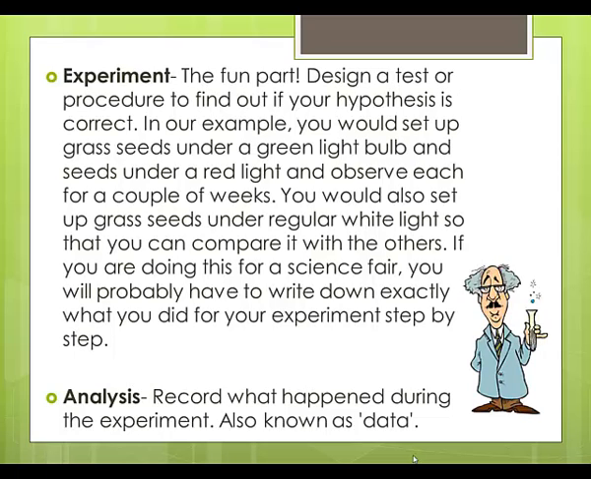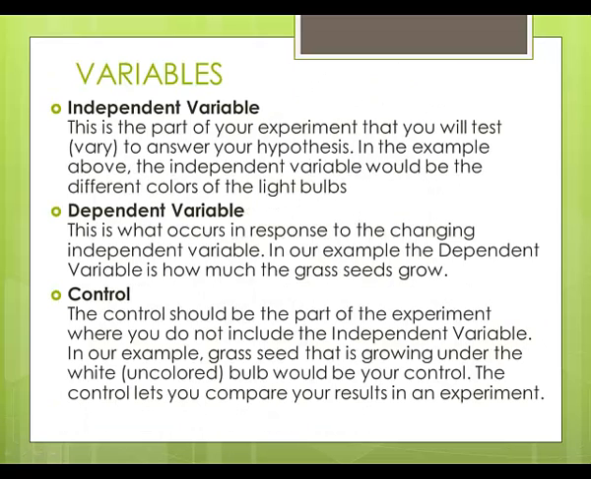So let's design a test. If students wanted to do the grass seeds, they could put grass seeds under a green light bulb, maybe grass seeds under a red light bulb, observe them for a couple of weeks. We'd also set up grass seeds under the regular white light bulb because that would be similar to the sun, and we can compare that. That would be our control. And then we collect the data. We do the analysis.